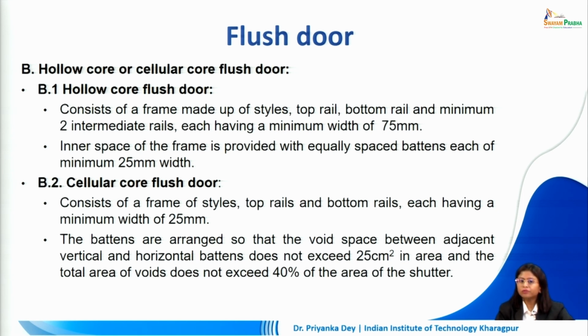For the cellular core flush door, again everything else remains pretty much the same, but here the stiles and bottom rails are going to have a smaller width. The battens are then arranged so that the void space between the adjacent vertical and horizontal battens, forming a network of horizontal and vertical battens, will not exceed 25 square centimeter in area, and the total area of the voids cannot exceed 40% of the area of the shutter.